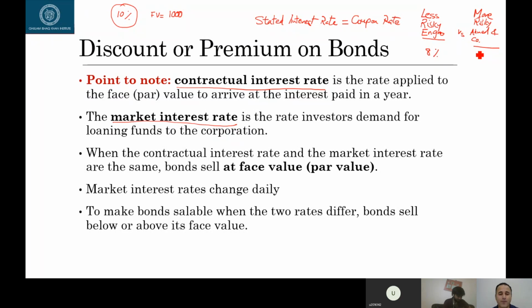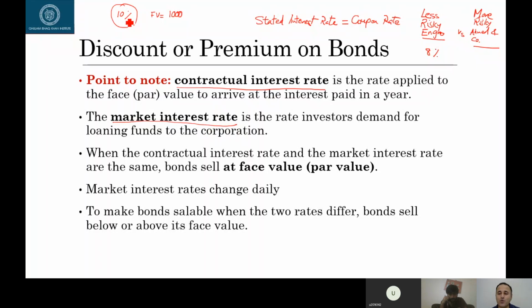It really depends. The market interest rate is a bond specific rate. For some bonds, it may be low. For some bonds, it may be high. We don't know. It really depends on the riskiness of the company. So do you see the difference now?